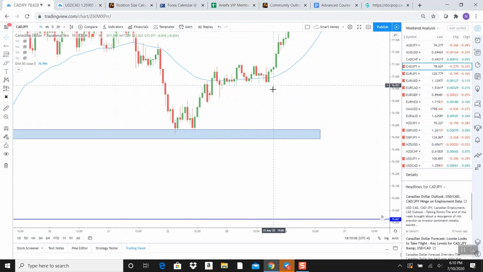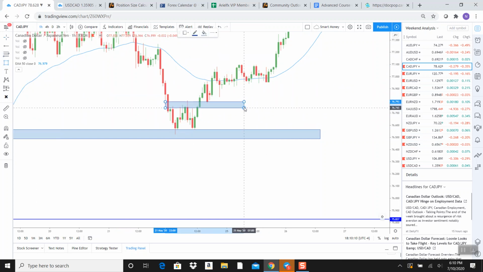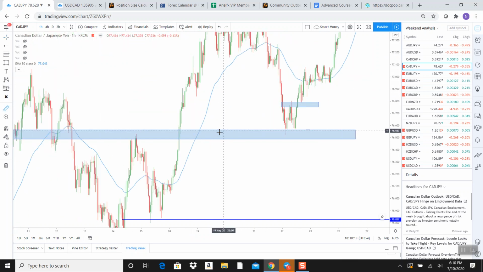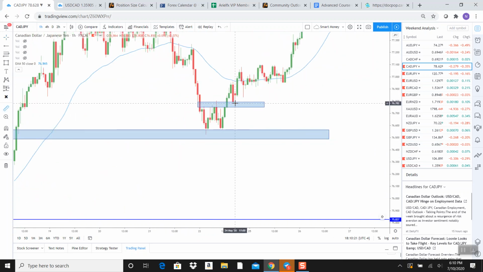But what you could have noticed was the fact that we did simply retest the structure in here. This was the high that it formed that it broke. So a simple retest of the structure point could easily go long. You would have had minimal drawdown. So instead of maybe a 50 pip, 40 pip stop loss in here, you could have had like, I don't know, a 20 pip, 15 pip stop, something like that.